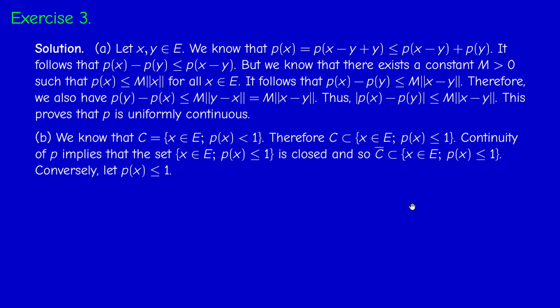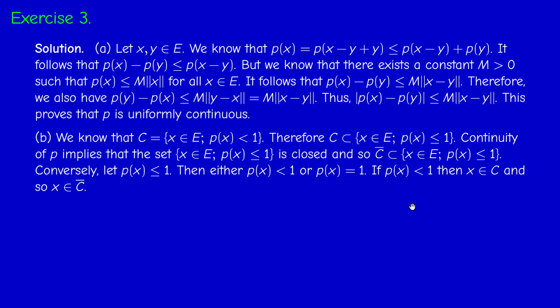So now we have to prove the reverse inclusion. So we take a point in the set, so P of X is less or equal than 1, and we distinguish between two cases. Either P of X is less than 1 or it's exactly equal to 1. If it's strictly less than 1, there's nothing to prove, because if P of X is less than 1, then it's in C, and therefore in C bar.